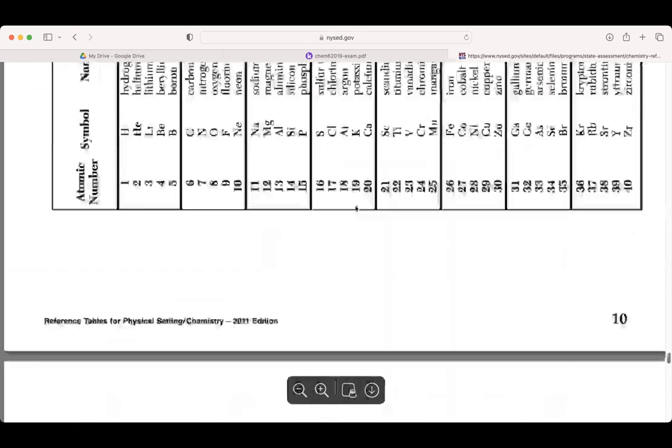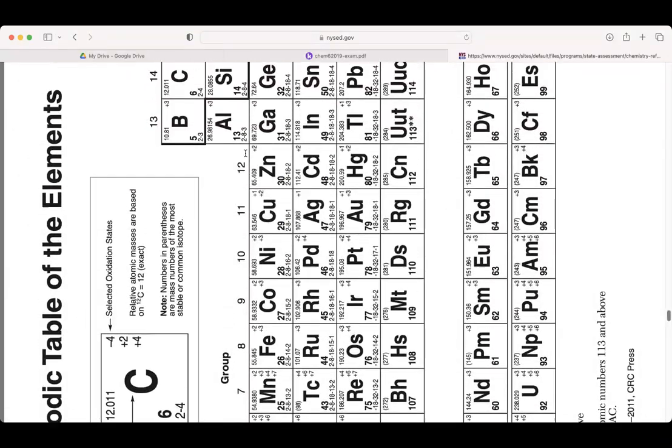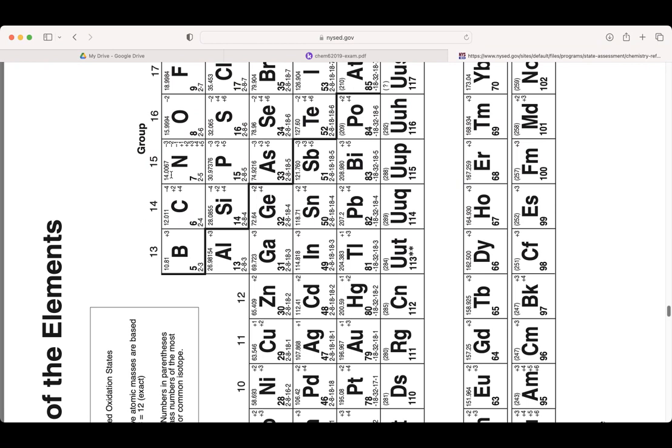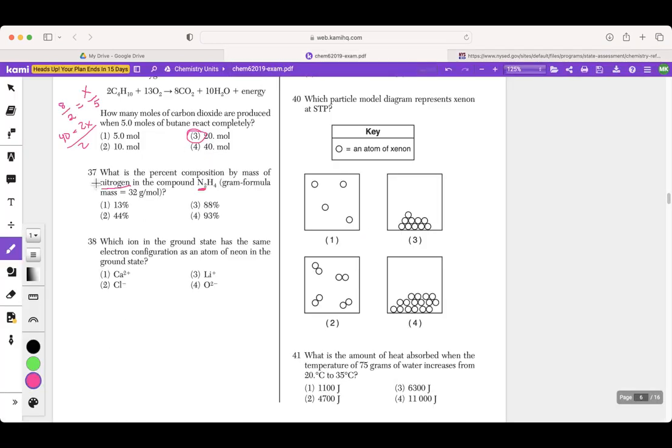If we look at our periodic table, we see nitrogen has a mass of roughly 14. So therefore, I'm going to have 28, because I have 2 of them, on top, and the bottom number is going to be 32. I'm going to multiply that by 100. Okay, so if we plug that into a calculator, 28 over 32, we roughly get 87.5, so we can round that up to 88%.